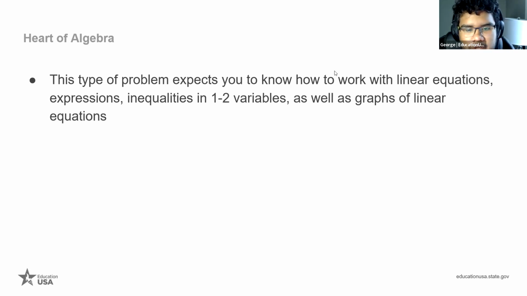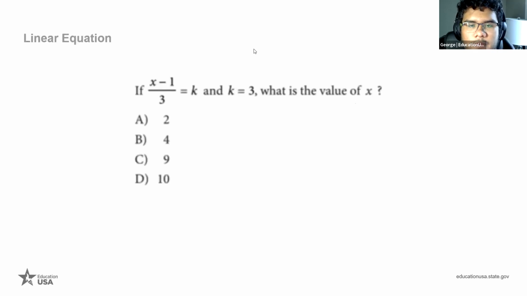All right, I will now go ahead and continue. So this first problem we have here is an example of a linear equation. It basically represents a simple equation involving usually one variable that you have to solve for. This question is asking, given this linear equation, x minus 1 all divided by 3 equals k, and k equals 3, what is the value of x? The problem is asking you to solve for x.